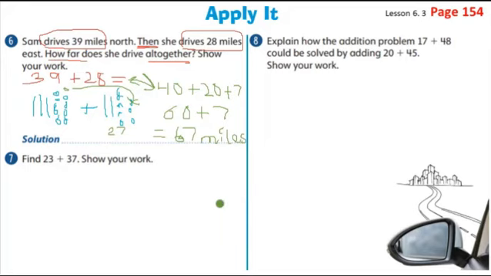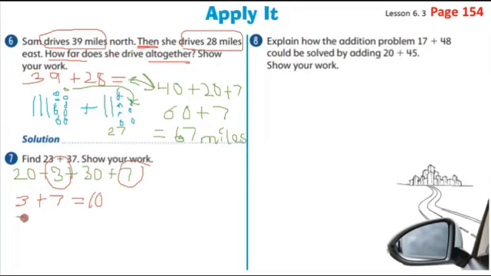Ooh, I see a pattern. Do you see a pattern? Take a look at that. So we have 23 and 37. So we have 20 plus 3 plus 30 plus 7. I'm always looking for patterns because I want to make a 10. And right here, I have 3 and 7. So 3 plus 7 equals 10.